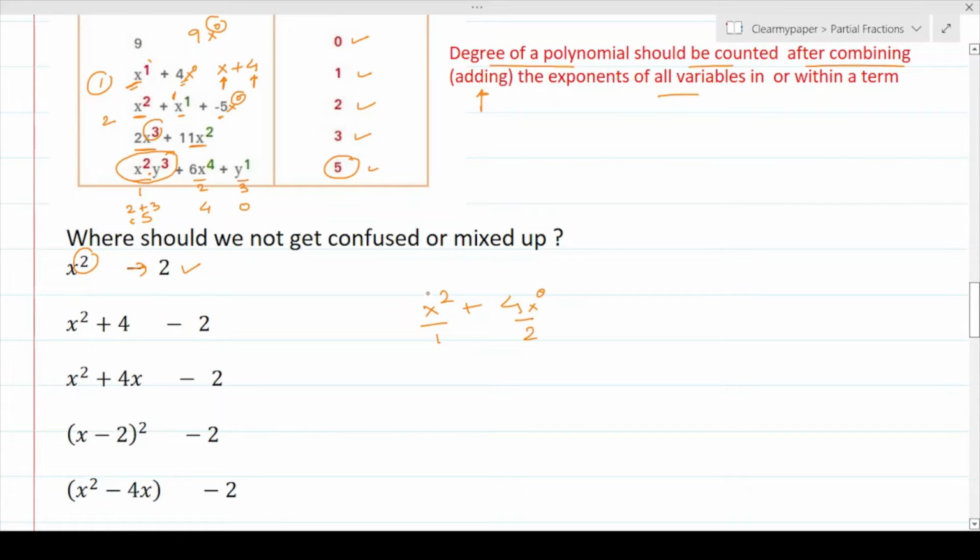So what is the degree for the first term? 2. What is the degree for the second term? This is 0. Okay, now what is the highest degree for the terms? 2. And hence the degree for the polynomial as a whole becomes 2.